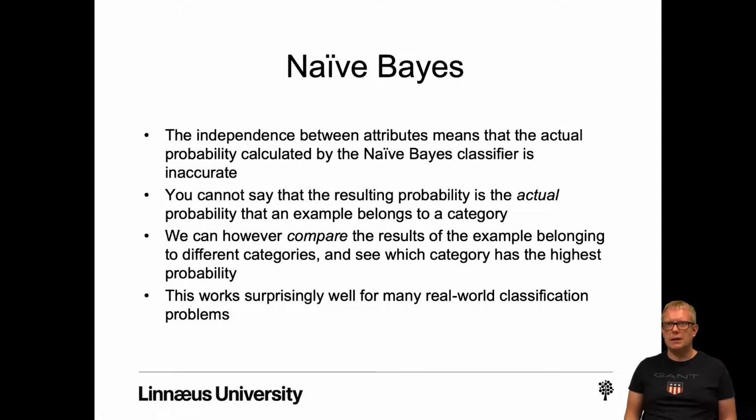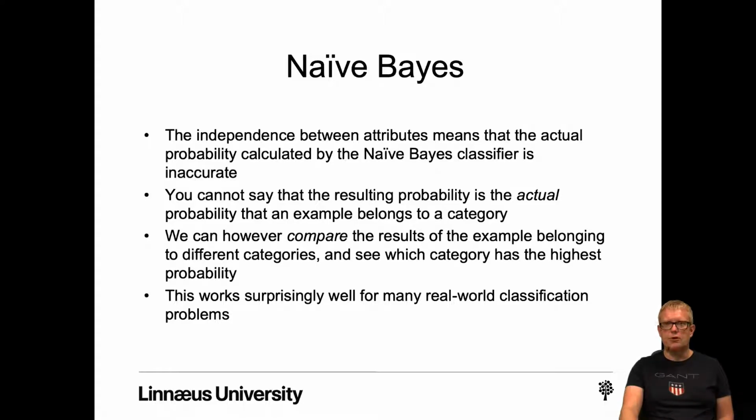The independence between attributes means that the actual probability calculated by the Naïve Bayes classifier is inaccurate. It's not an actual statistical probability, so we cannot say that the resulting probability is the actual probability that an example belongs to a specific category. But what we can do is compare the results of an example belonging to different categories and see which category has the highest probability. The category with the highest probability is what this input example most likely belongs to. And this works surprisingly well for many real-world classification problems.